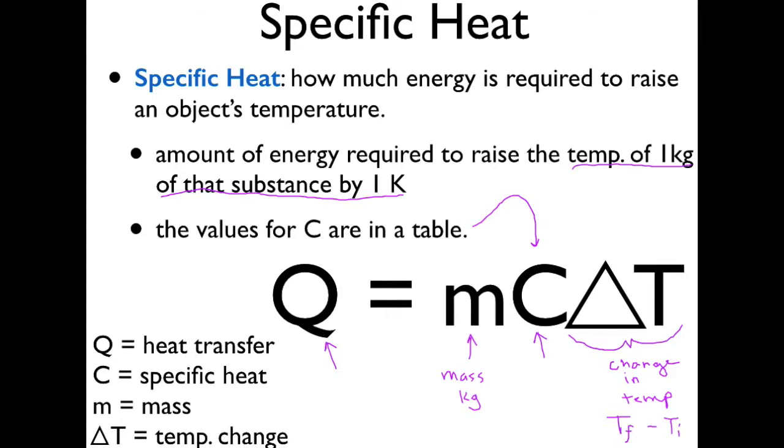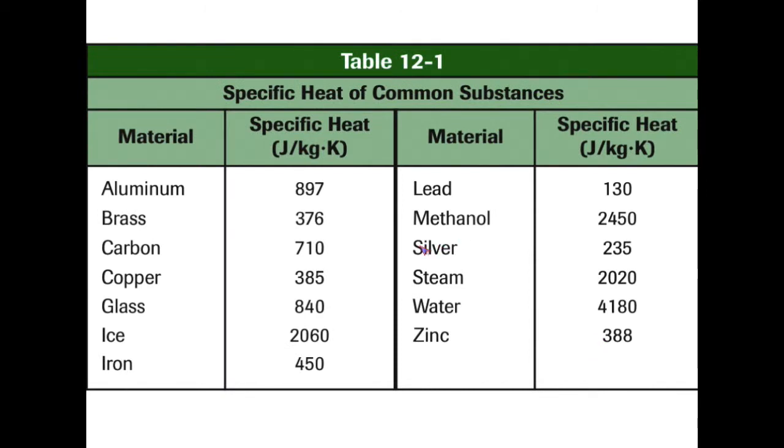Okay. This is a specific heat table. You can see that there's specific heat for a lot of different objects. Okay, so on your test, you'll have this table. It's on the formula sheet, and you'll just pick out whichever one you need.